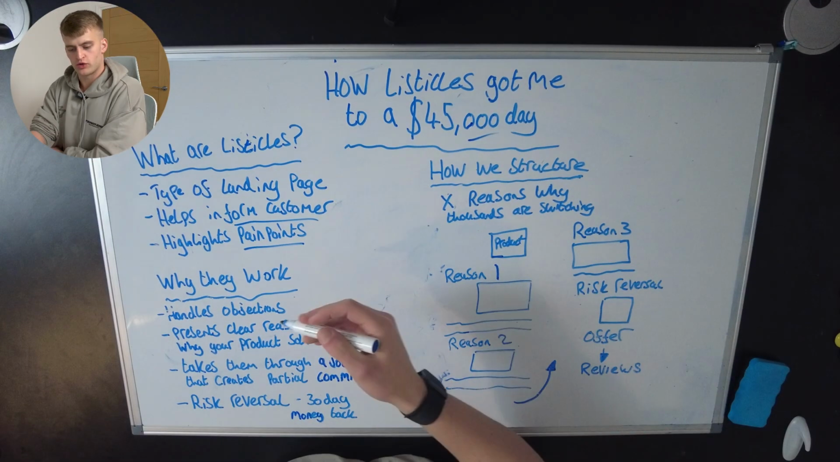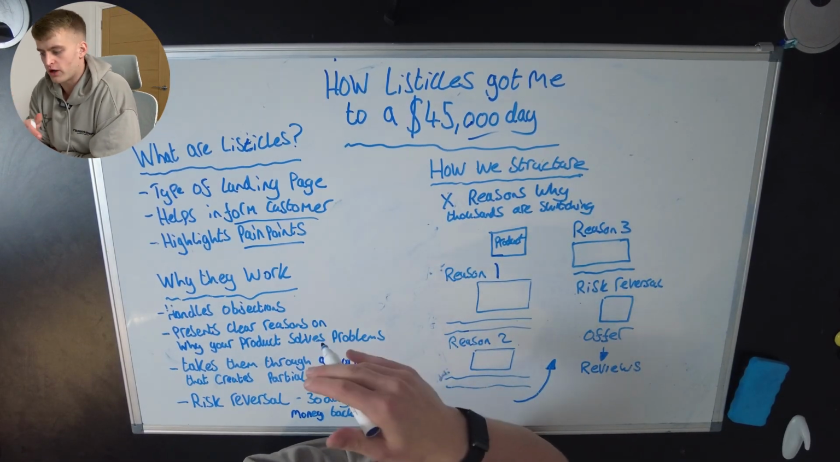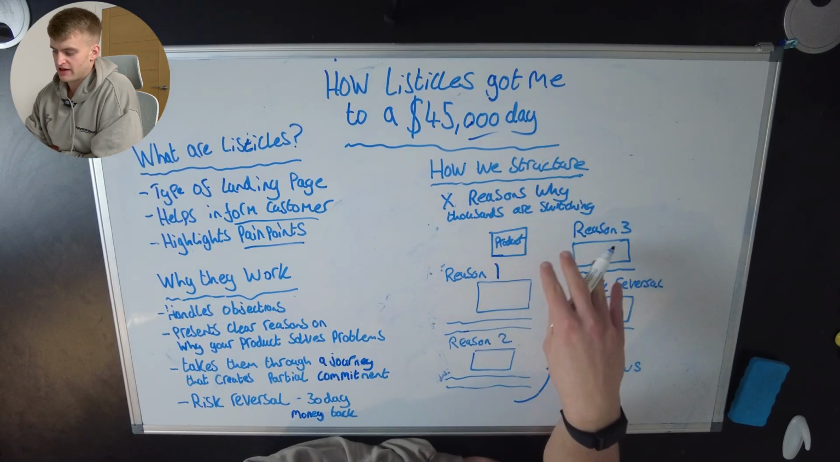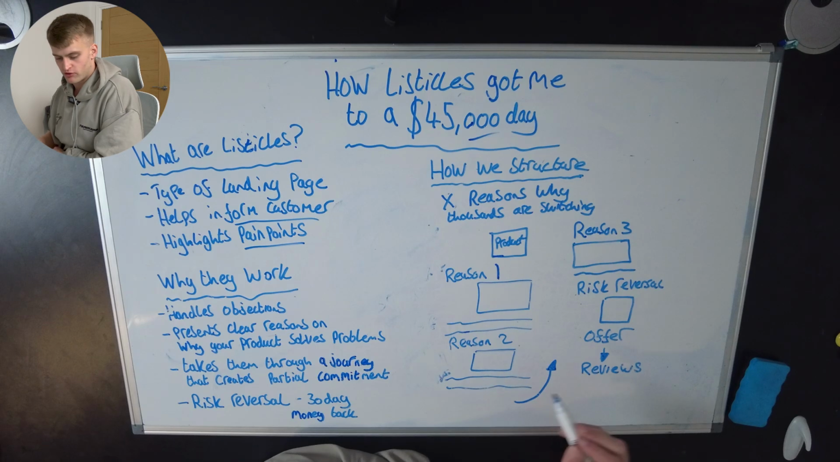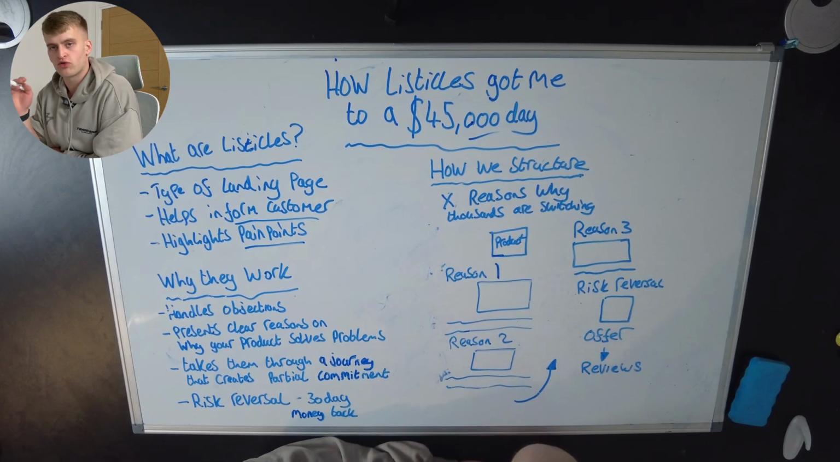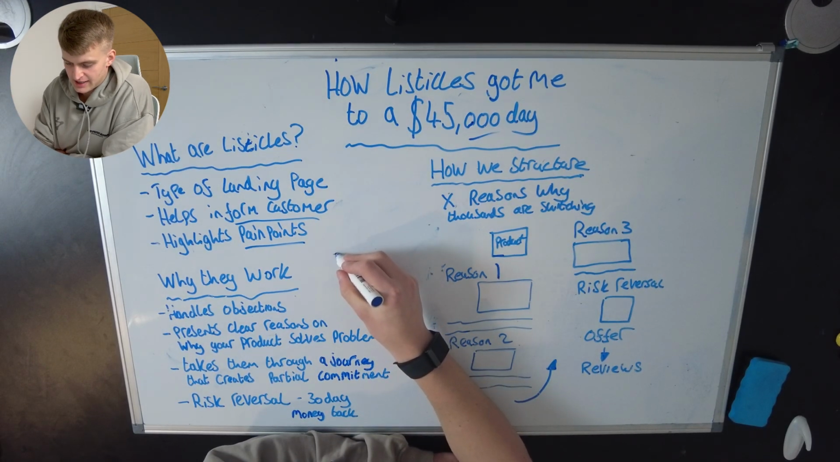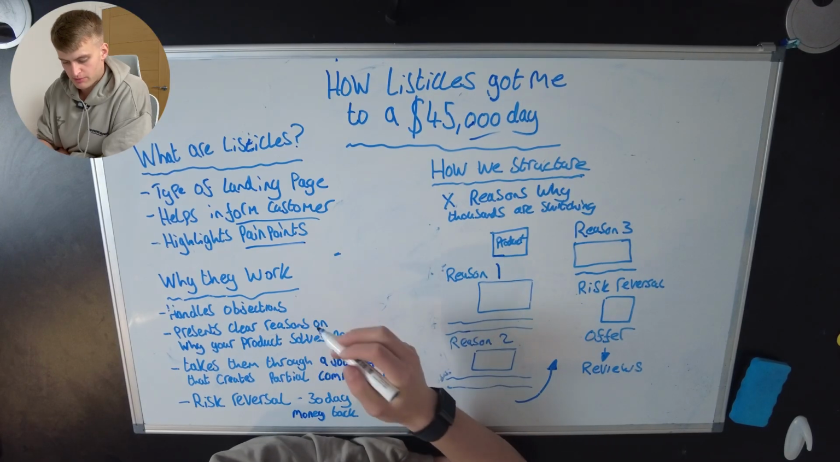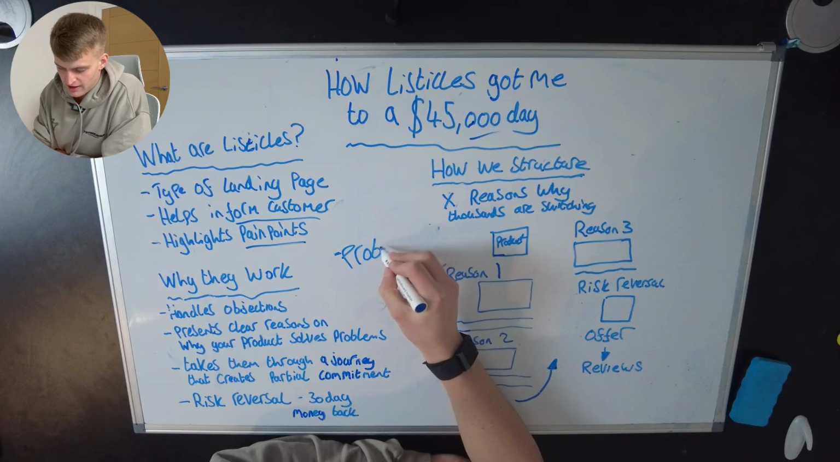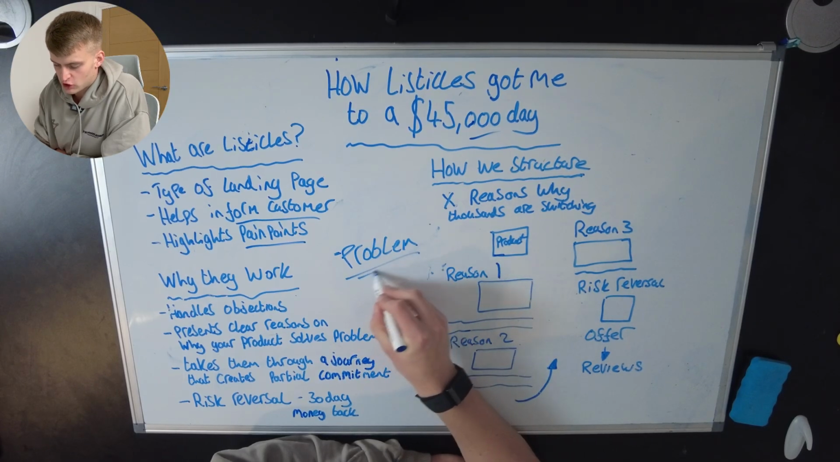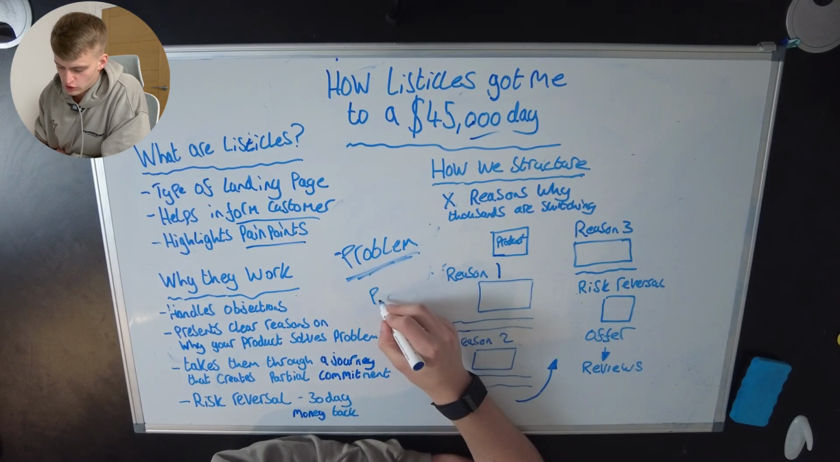So you're probably wondering why they work. If you follow a structure like this, where it's reasons why they should buy, risk reversal, offer and reviews, you can go through every single point and handle objections. You can present clear reasons why your product solves their problem. That's always going to be the biggest factor. You want to solve their problem with your product.